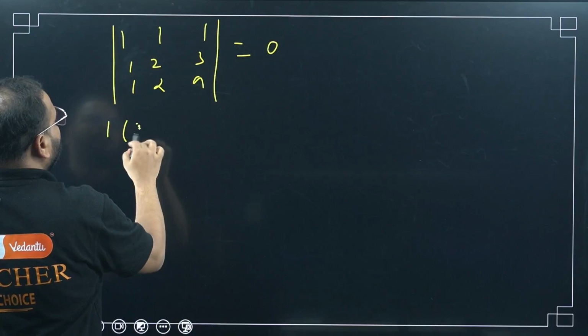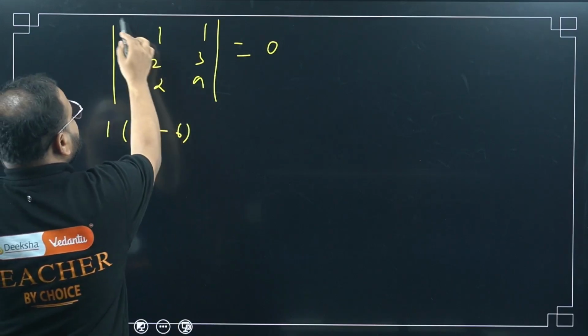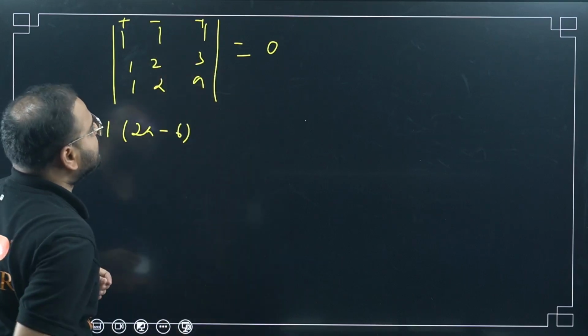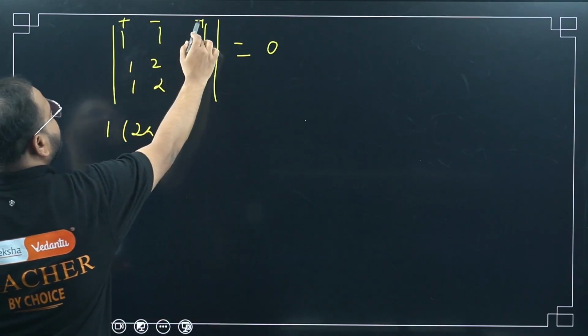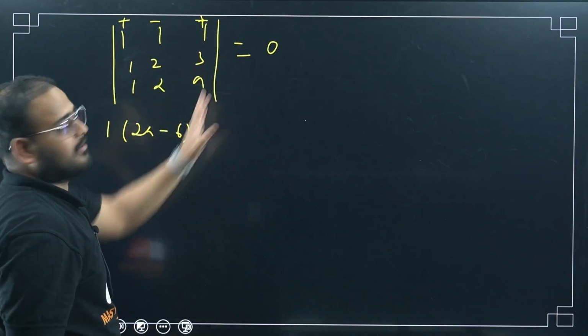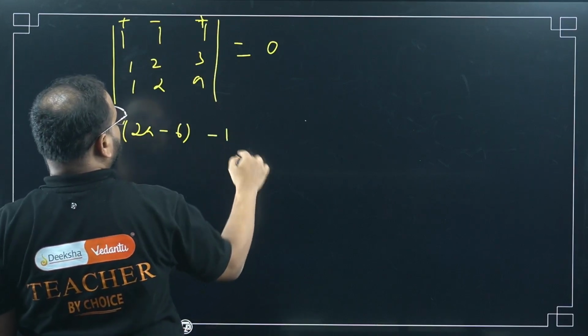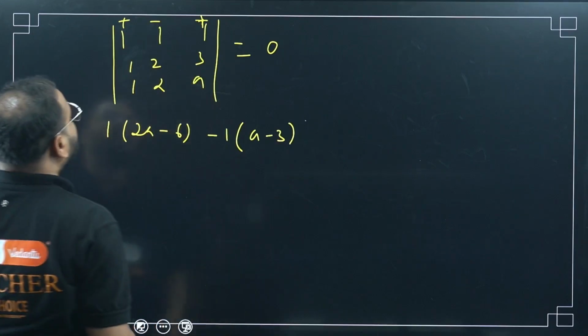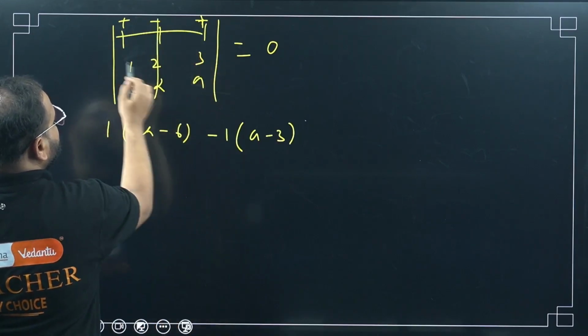For this A, I'll have 2A minus 6. For this it will be plus, minus, plus. Correct? Plus, minus, plus. Right? Even, odd, even. For the next one, minus 1 times, I'll take A minus 3. Correct, right? For this, I'll cancel this one. So, A minus 3.